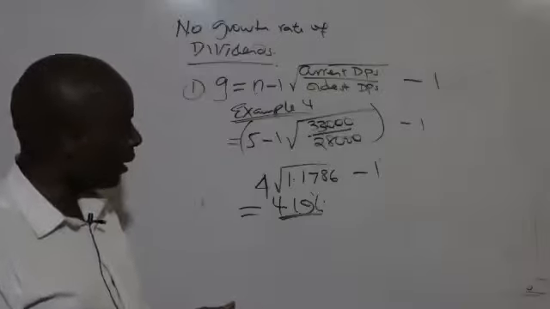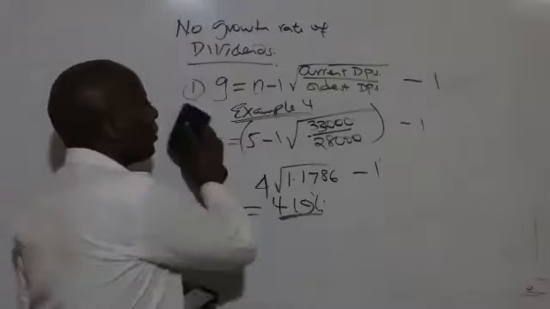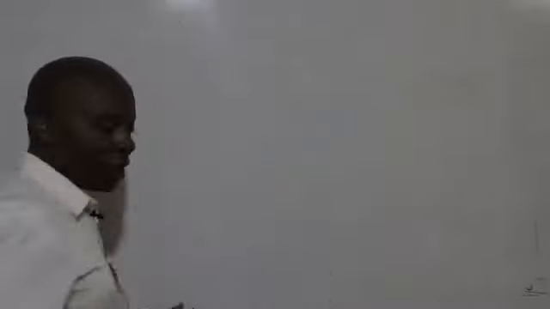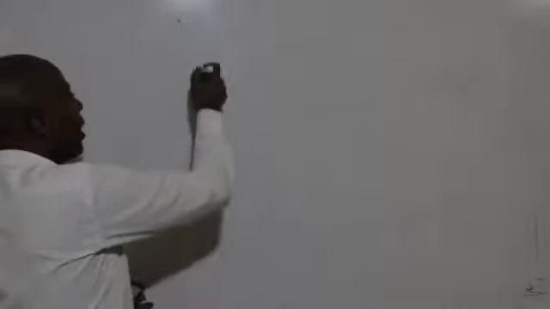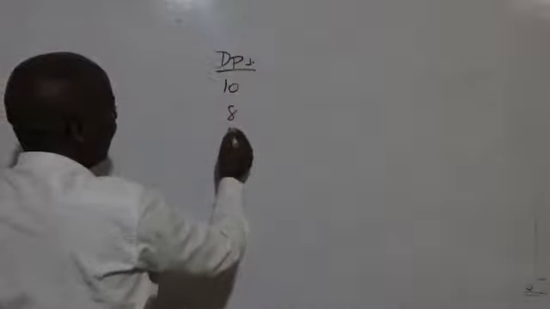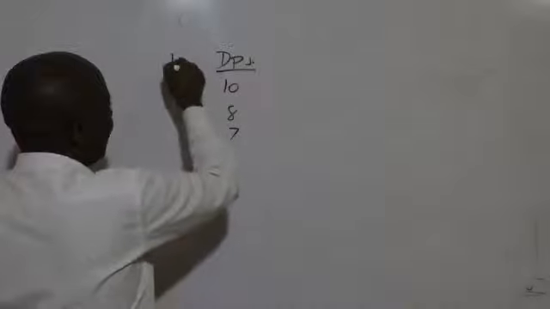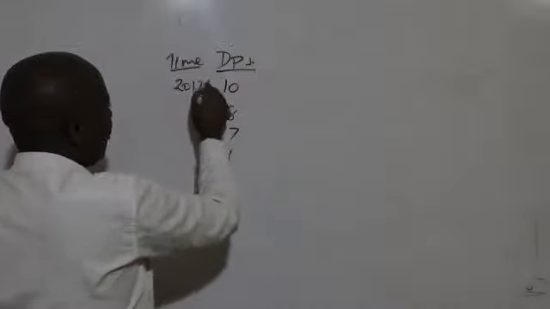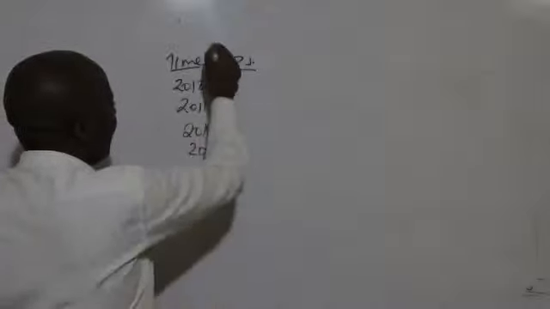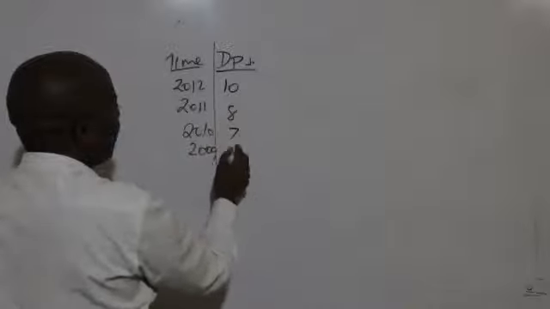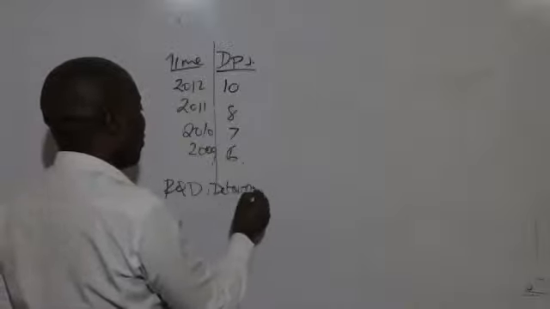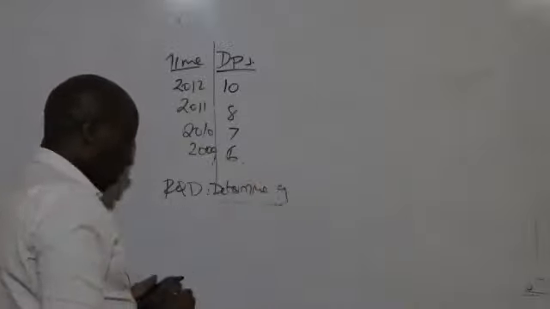That is example 4. Now, ladies and gentlemen, you will get a situation where the examiner gives you DPS: 10, 8, 7, 6, with time 2012, 2011, 2010, and 2009. The examiner will come and tell you to determine the growth rate of dividends.